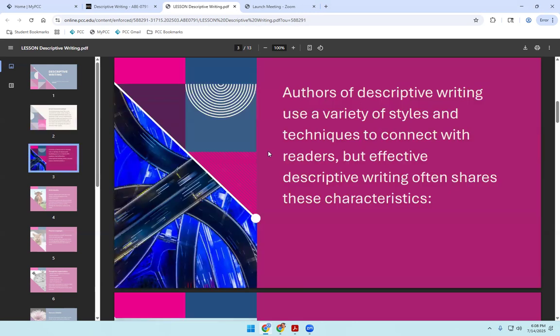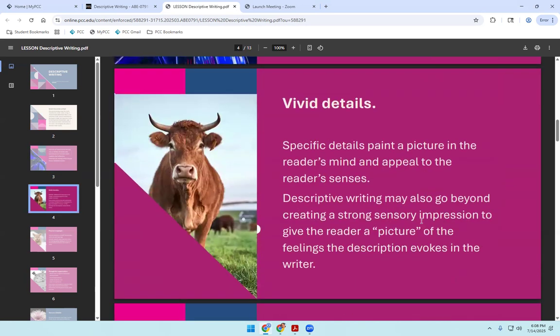So authors of descriptive writing use a variety of styles and techniques to connect with the readers, but it often has these same characteristics. Vivid details. Specific details paint a picture in the reader's mind and appeal to the reader's senses. I don't know if you remember when we talked, at the very beginning of the term, maybe second class, about how you stay focused and keep your attention while you're reading something, particularly the things that are boring and/or difficult for us to read at times.